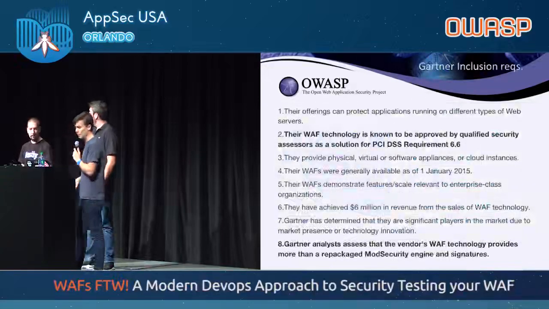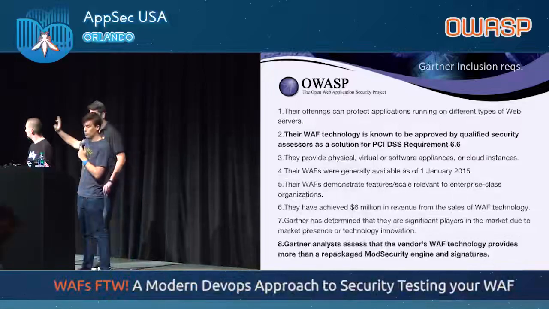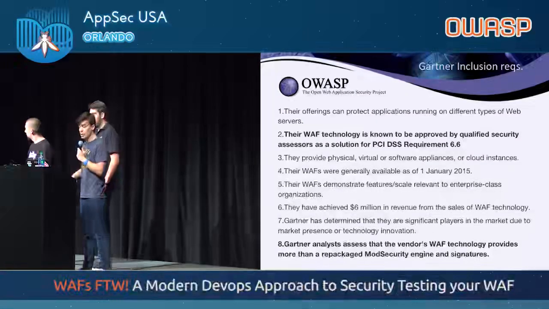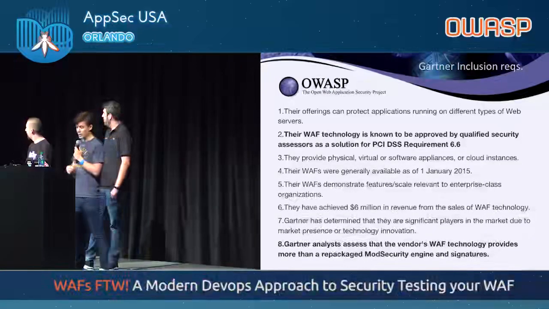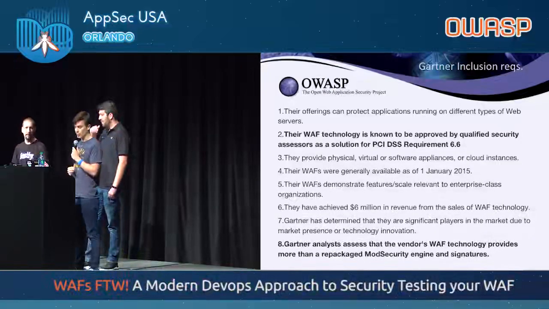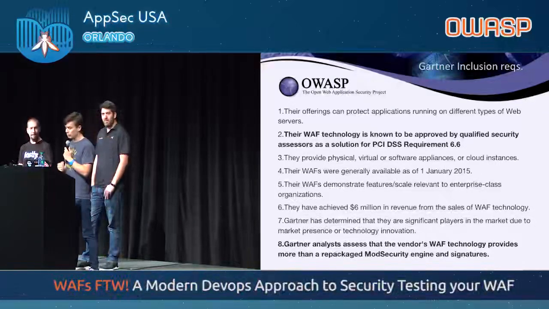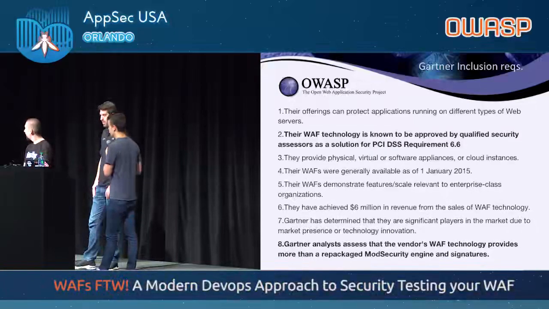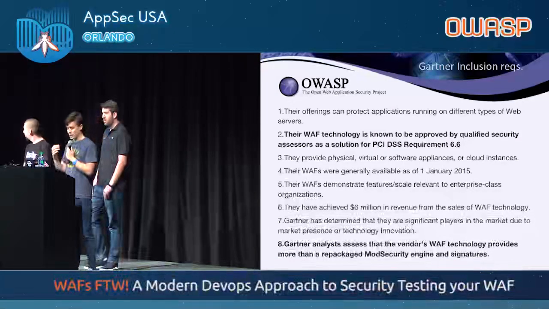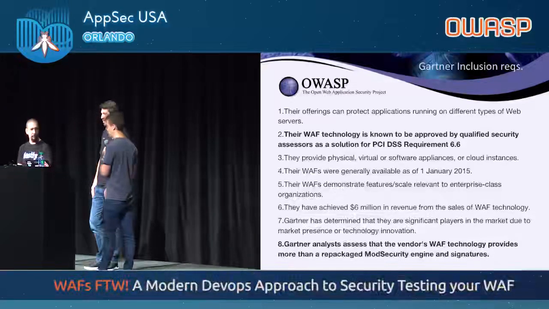Now, in terms of Gartner's inclusion requirements, these are it. So I won't read them all off, but they have 8. And we bolded 2 of them. The first one being to get onto the Magic Quadrant, the WAF technology is known to be approved by a QSA as a solution for PCI DSS. That's not that good of a requirement, because when you think about it, let's just say the PCI DSS says, okay, you have to protect against SQL injection, yes or no.